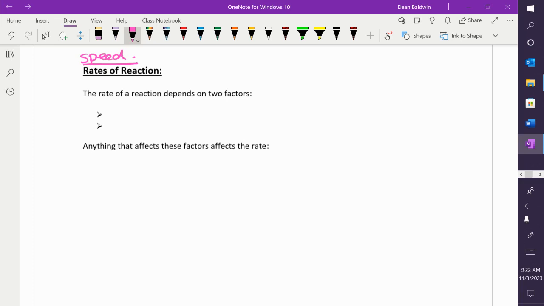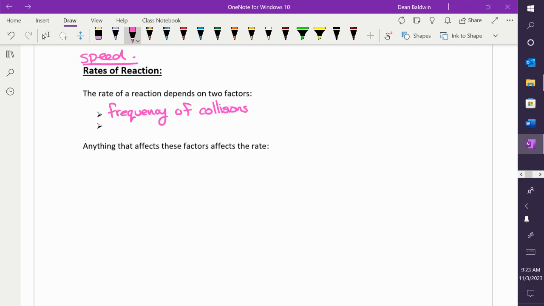So what is the rate of a reaction? What does it depend on? What is happening when we have a chemical reaction? What's happening to the molecules? Why do they react? What do they do to react? They collide. That's basically what it is. So if you want to speed up the rate of a reaction, increase the frequency of the collisions. So if you increase the number of collisions, how often they're colliding, the rate should go up.